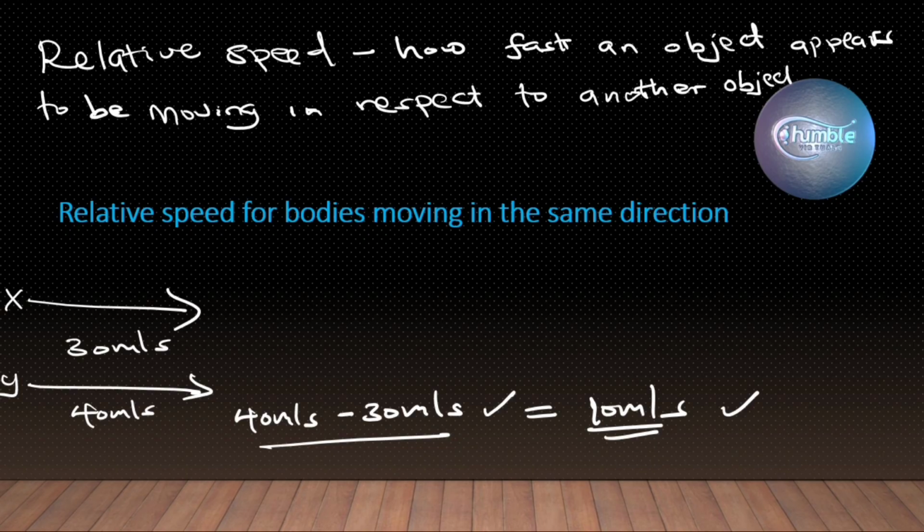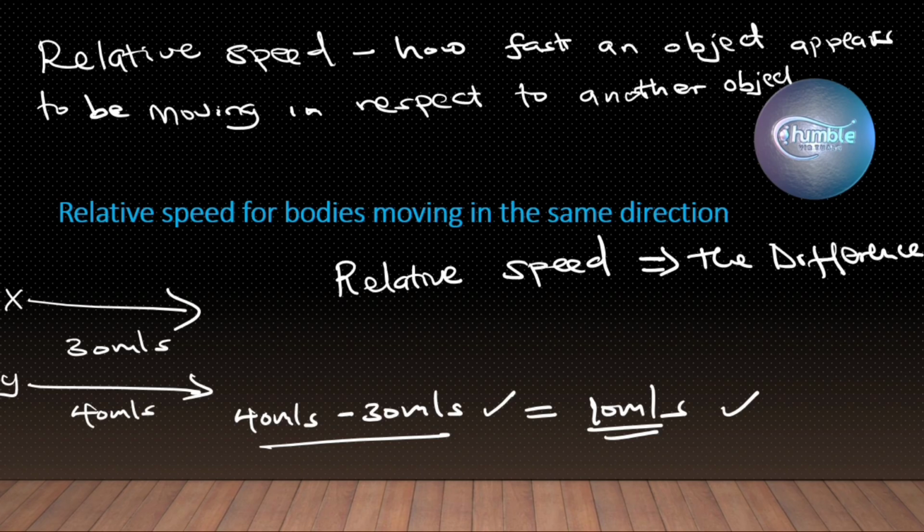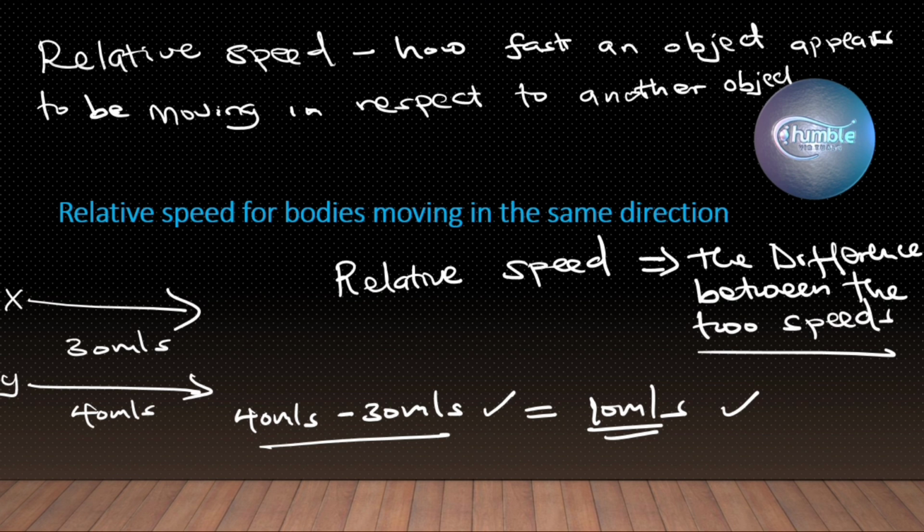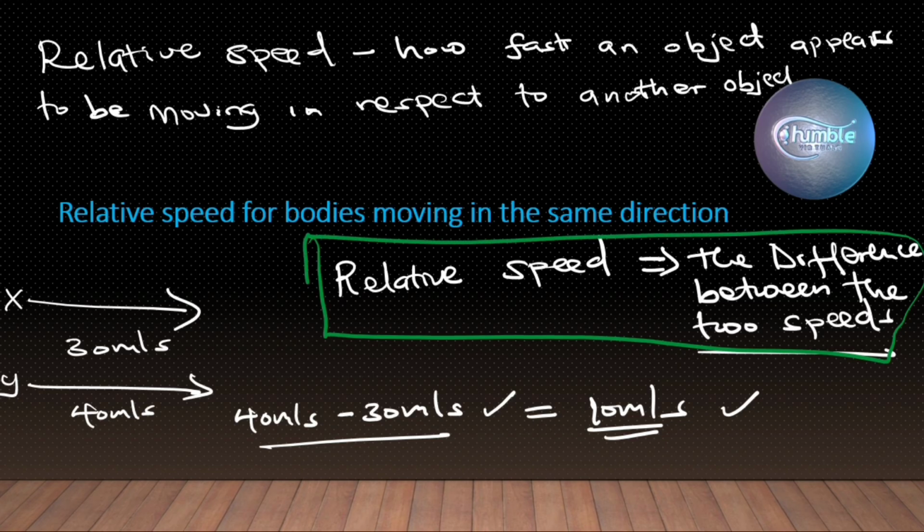Now, in short, it means that if bodies are moving in the same direction, then relative speed is given by the difference between the two speeds. So you have to note this, that if bodies are moving in the same direction, then relative speed is given by the difference between the two speeds, as we can see in this particular illustration.